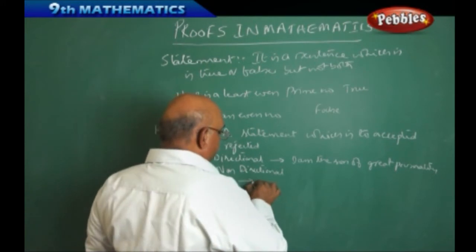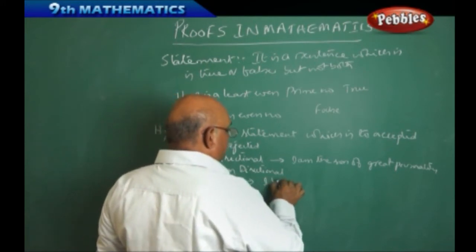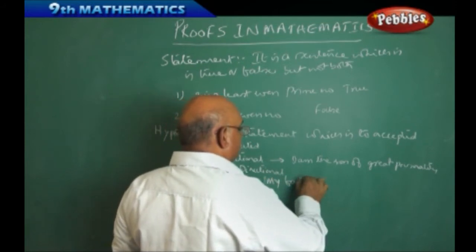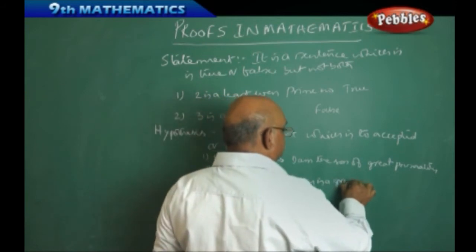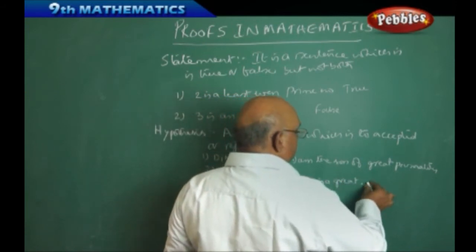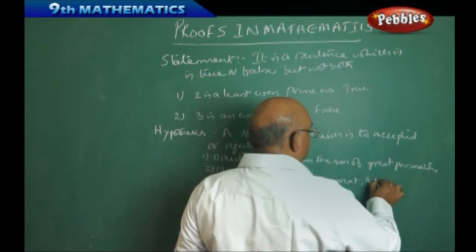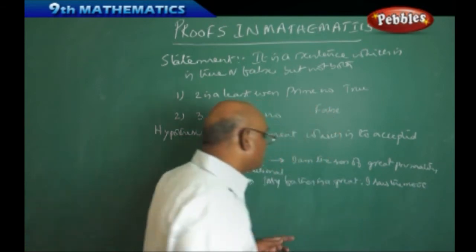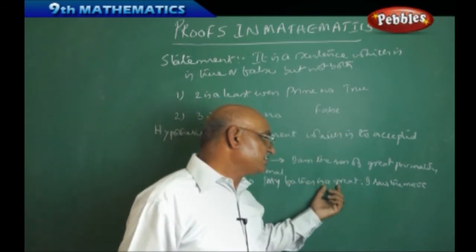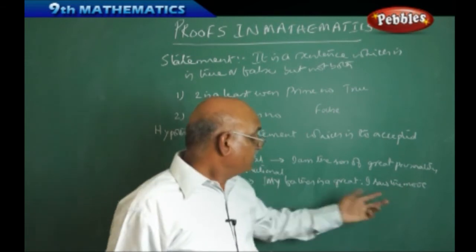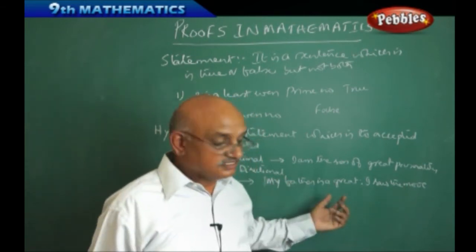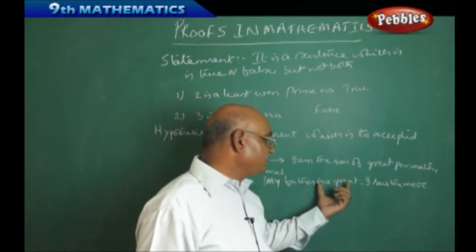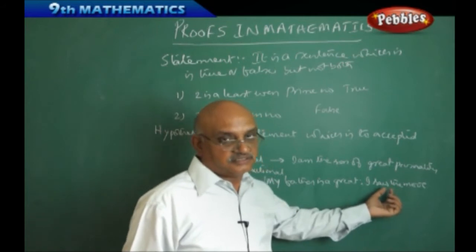Non-directional means, for example: my father is great, I saw the movie. Here there is no connectivity between my father's greatness and seeing the movie. Therefore, this is called non-directional. That implies there is no continuity between this statement and that statement.